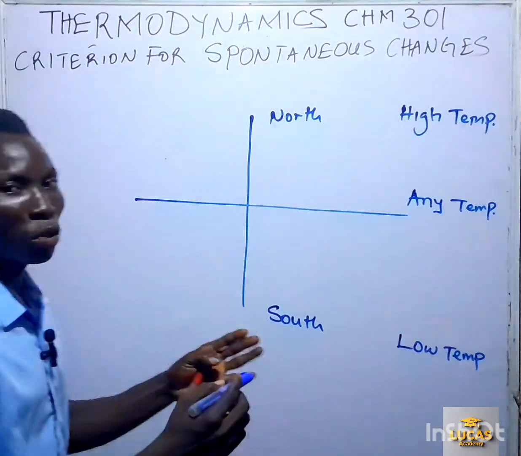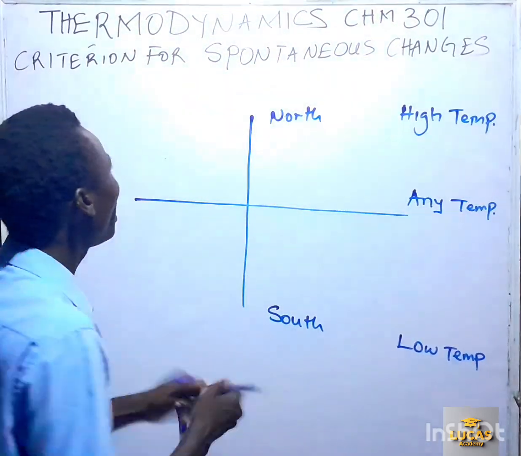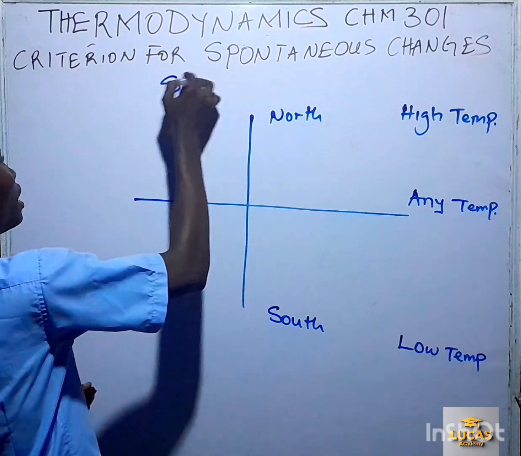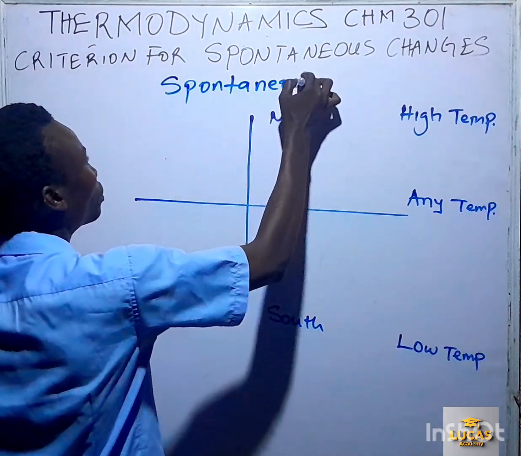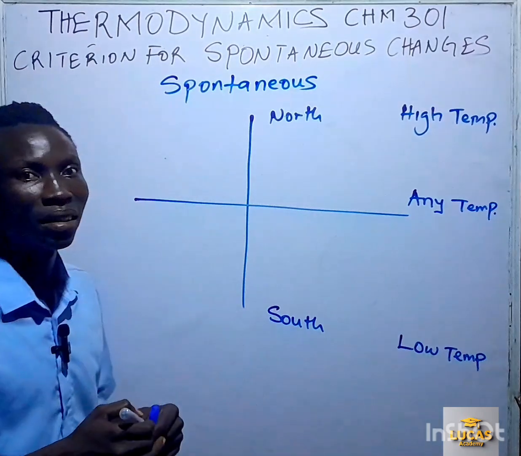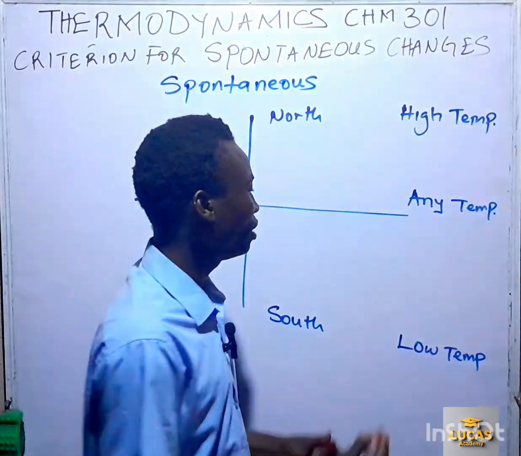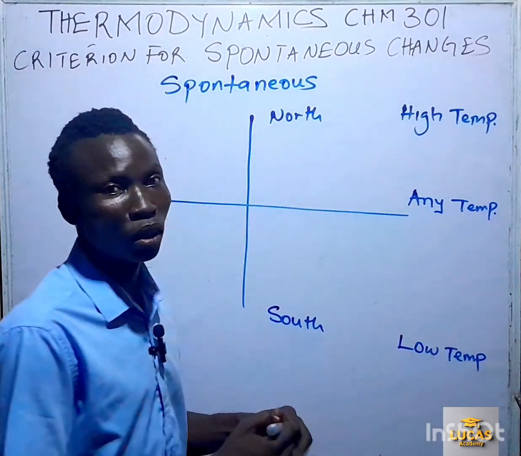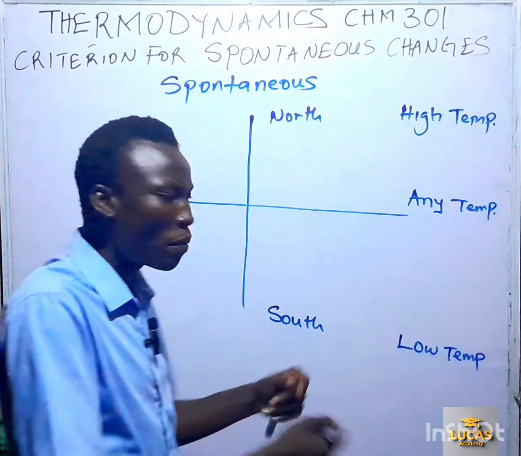Now we want to start with what we call spontaneous process. Spontaneous first. That is what we want to start with. Now, for a process to be spontaneous, are you with me? The value of our delta G must be what? Must be negative. So we are going to start with what we call the enthalpy first.